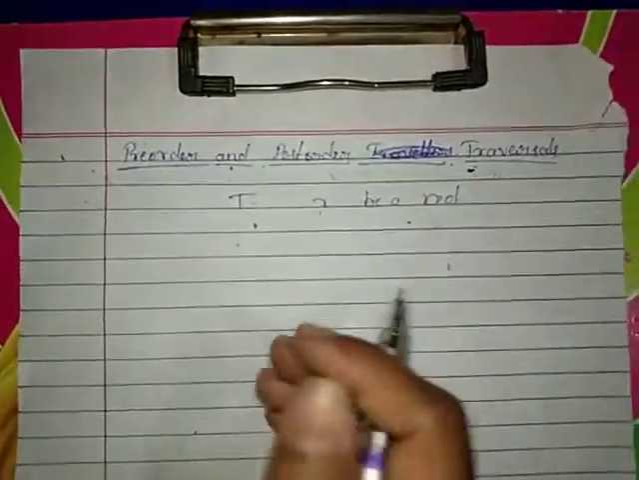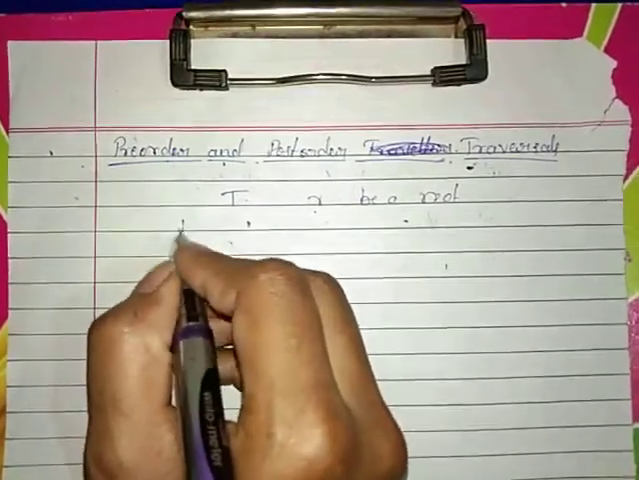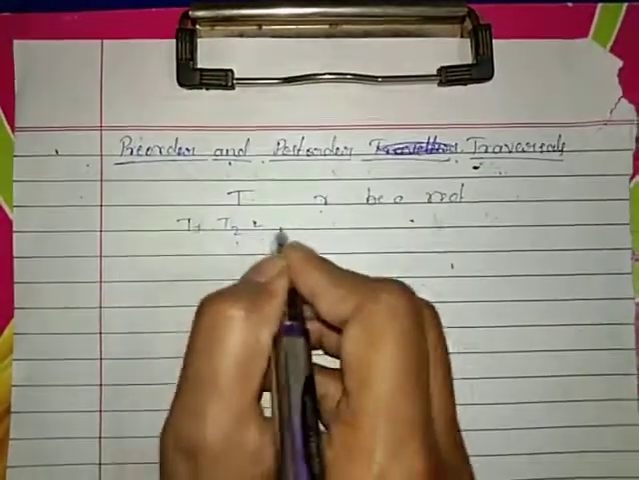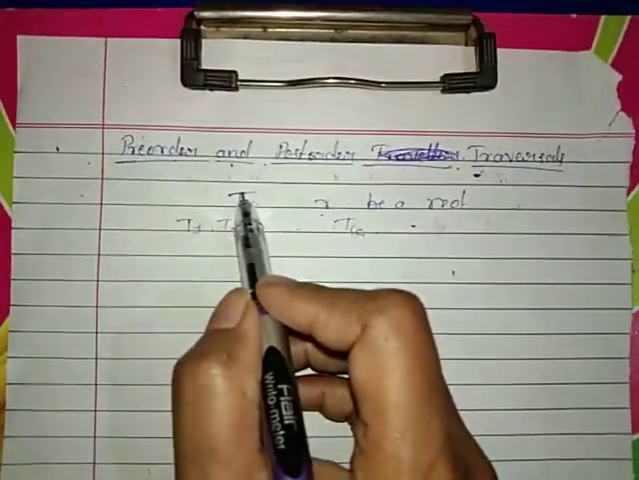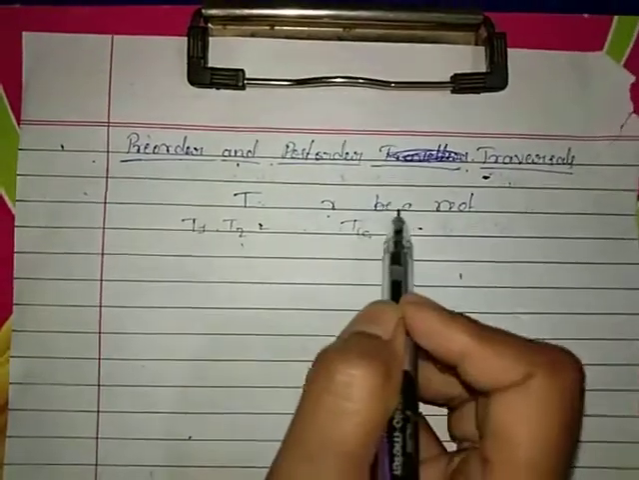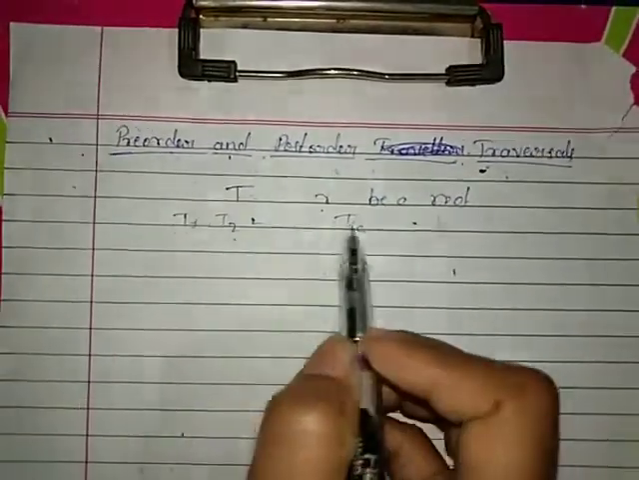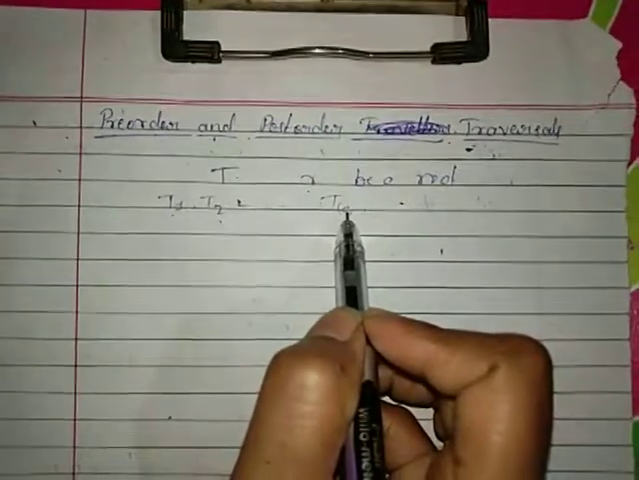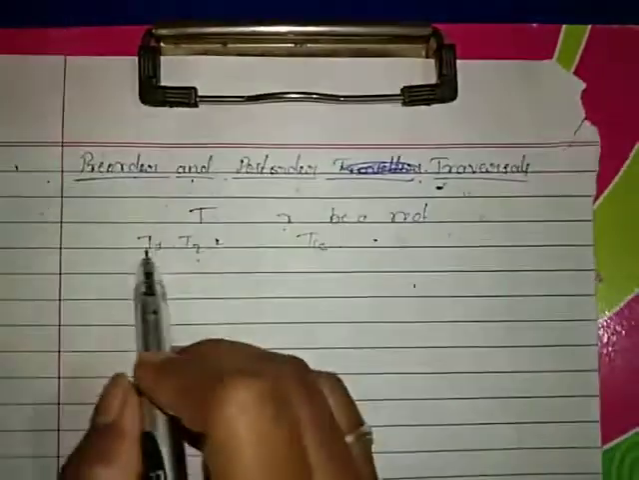In the rooted tree, there will be subtrees. Those will be taken from left to right, and indicated by T1, T2, and so on, Tk. Let T be the rooted tree, R be the root of the rooted tree, and T1, T2, and so on, Tk be the subtrees of T, taken from left to right.